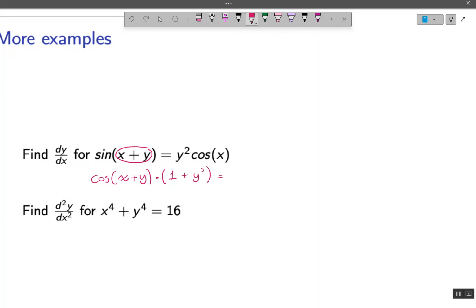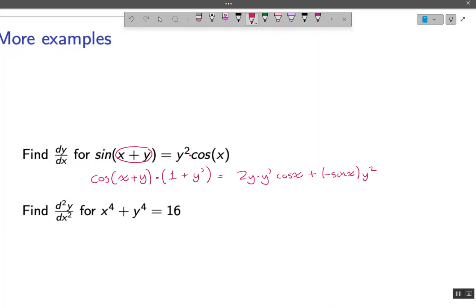On the right hand side, we have derivative of the first, right? Because we got a product. Derivative of the first. Don't touch the second. Plus derivative of the second. Don't touch the first. Okay.